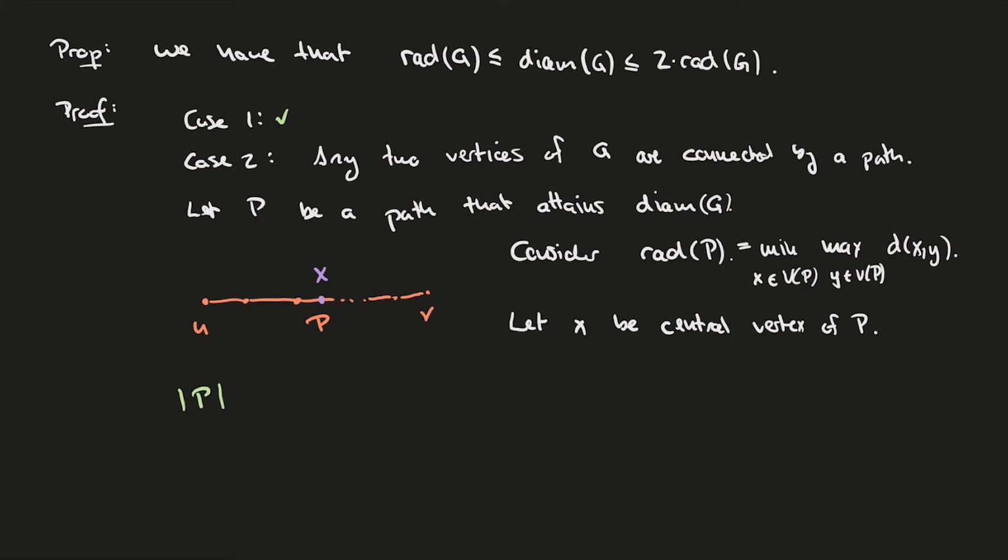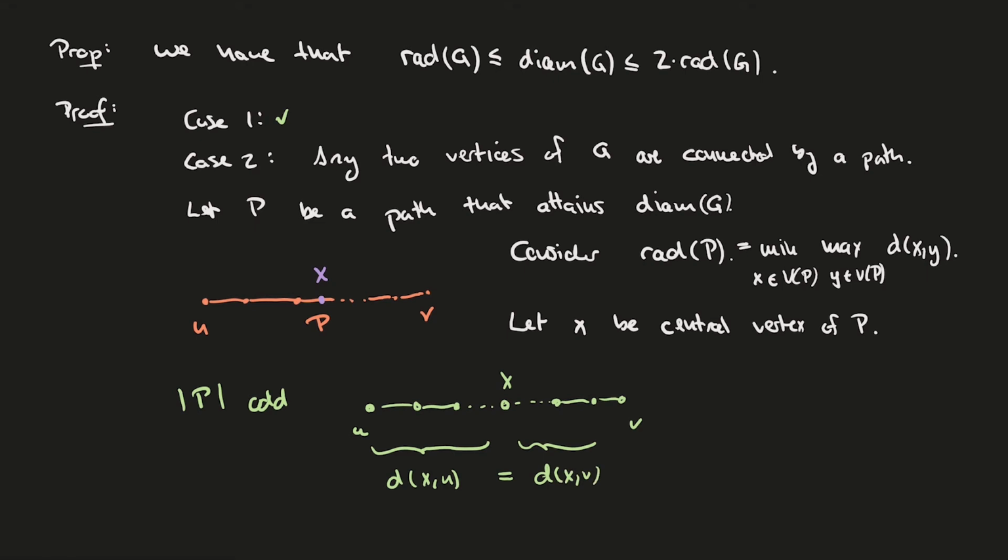First, suppose that the number of vertices in our path is odd. Then there is some vertex in P whose distance from both of the endpoints is equal. So we have some vertex x, and the distance between x and u is equal to the distance between x and v. If we now let W be any other vertex in this path, then if W lies to the left of x, then its distance to v will be the maximal distance it has to any other vertex in the path.